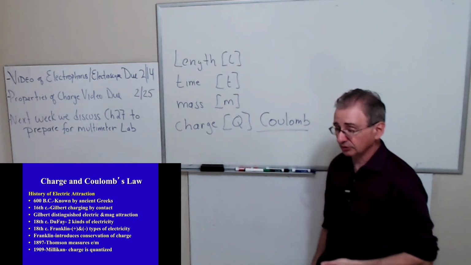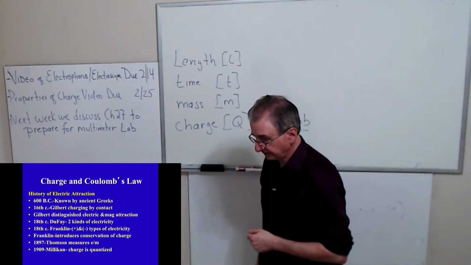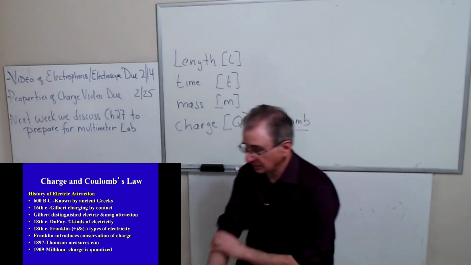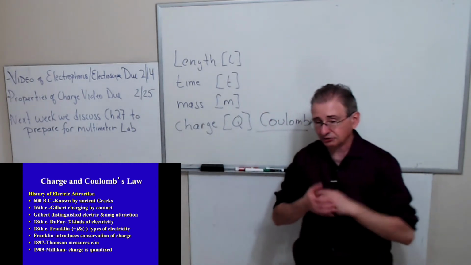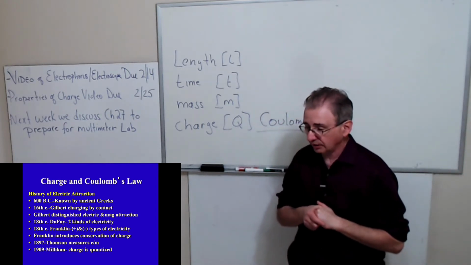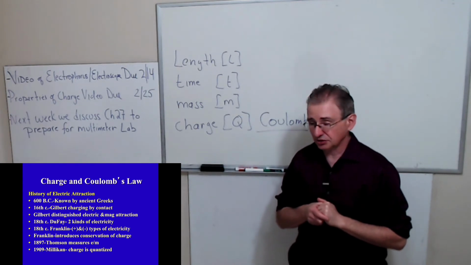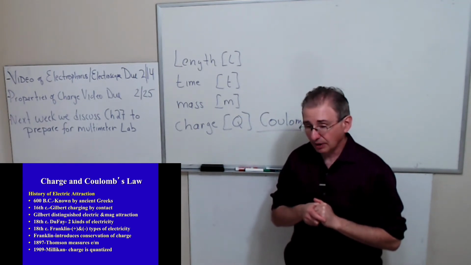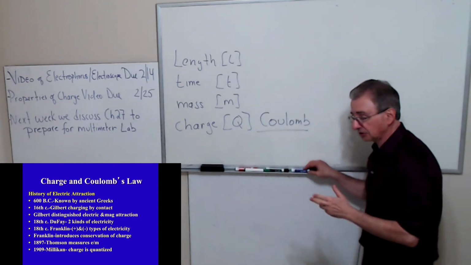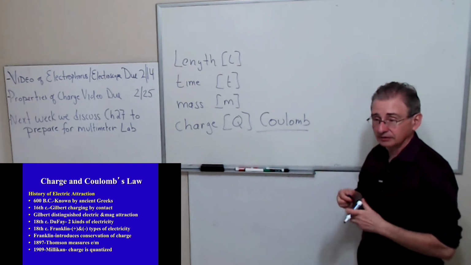Franklin also introduced the concept of conservation of charge. Around 1897, Thomson measured the charge-to-mass ratio of the electron. I will say something about it later on in the semester. And then Millikan showed that charge is quantized and measured the charge of the electron. The charge of the electron is the basic unit of charge.